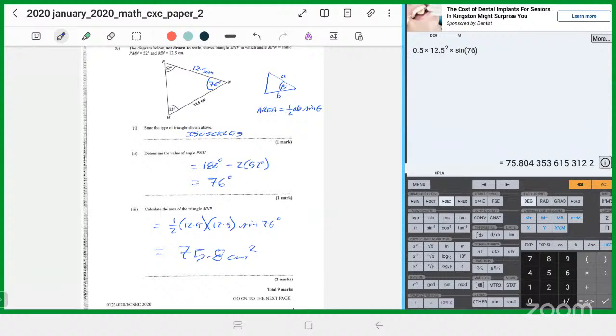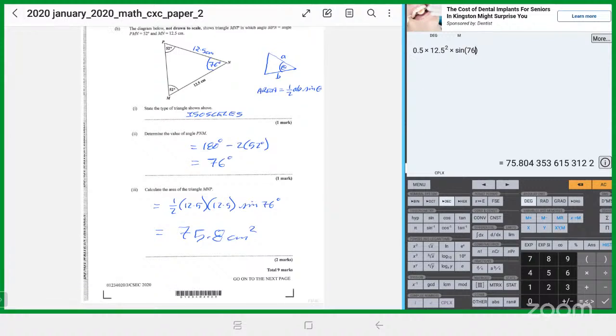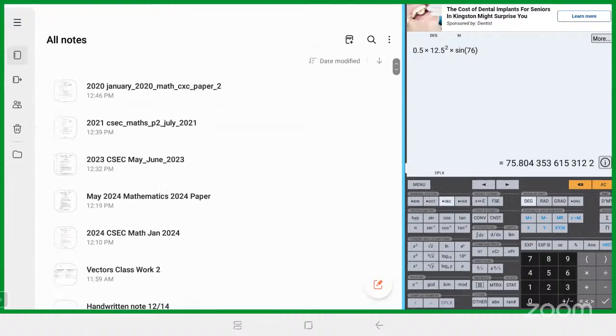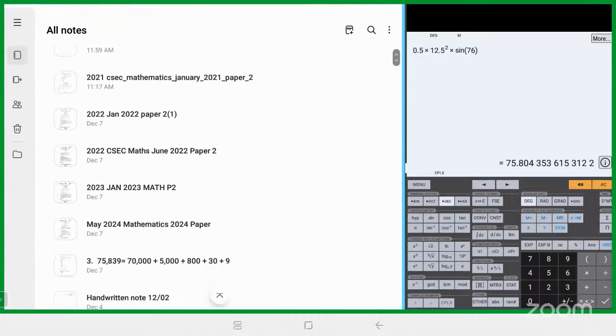I think there was one on 2019 that I gave you. We're just about coming to the end, timing not so bad today. So I want to go and do the multiple choice paper that I sent you. And remember, you have to work on the revision paper that I gave in class. I'm going to send it in the group as well.